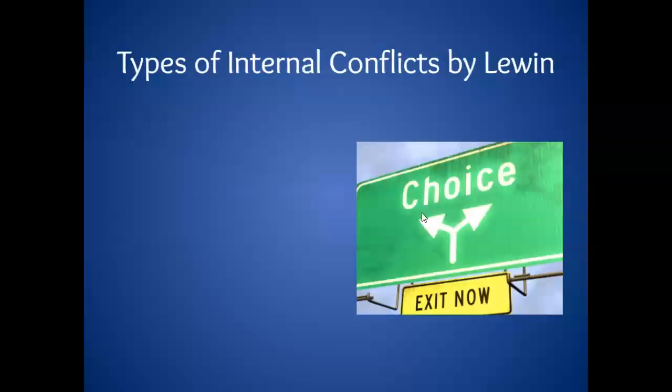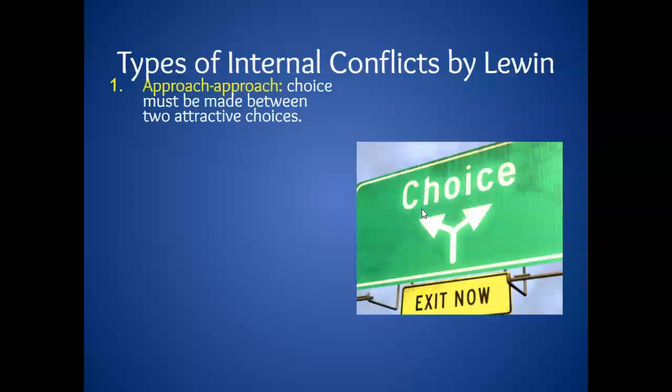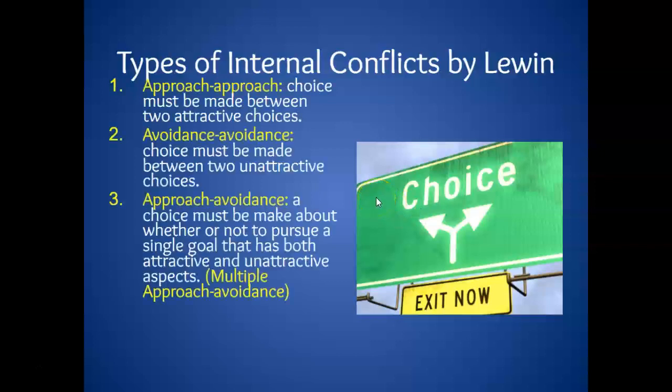There are types of internal conflicts, though. I'm just going to click all these. We have approach, avoidance, and approach-avoidance. Approach is just like that. The choice must be made between two attractive choices. Should we go to Harvard or should we go to Yale?